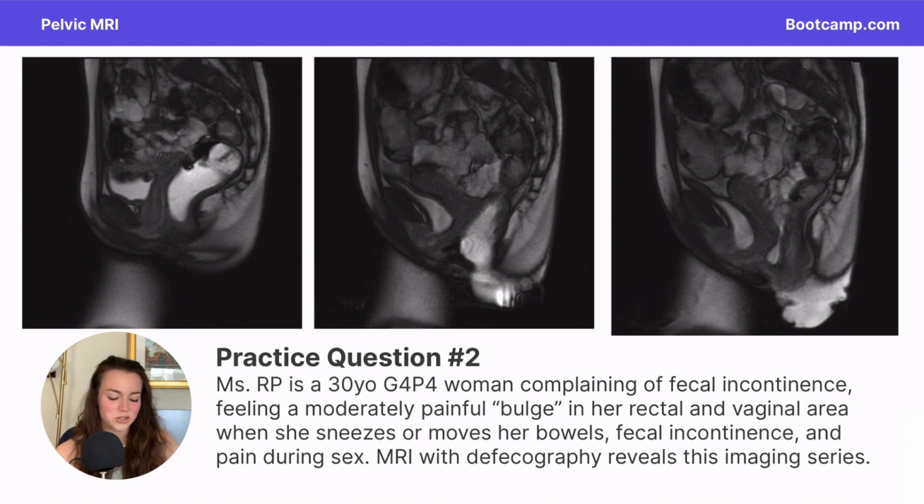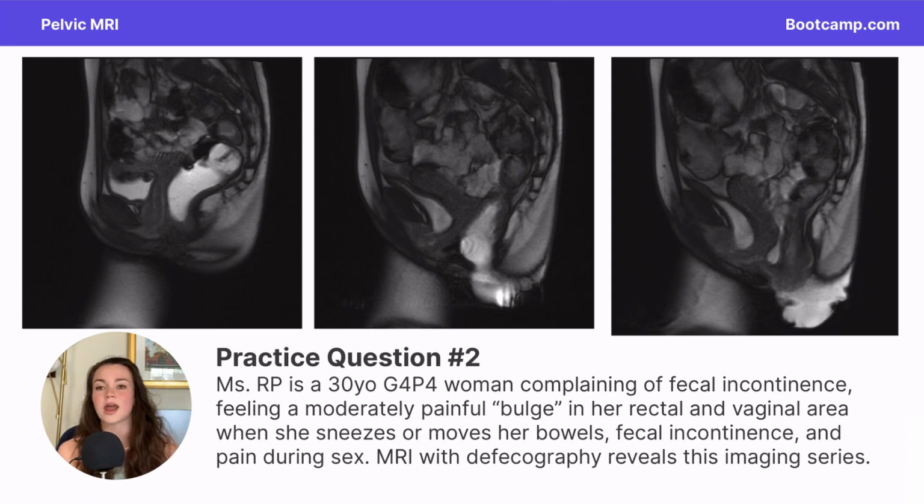All right, question number 2. So Ms. RP is a 30-year-old G4P4 woman. If you're not familiar with that terminology, that just means that she's had 4 live births. But she's complaining of fecal incontinence, feeling a moderately painful bulge, as she describes it, in her rectal and vaginal area when she sneezes or moves her bowels. She's also describing fecal incontinence and pain during sex.